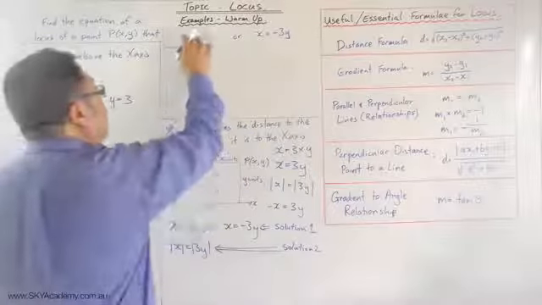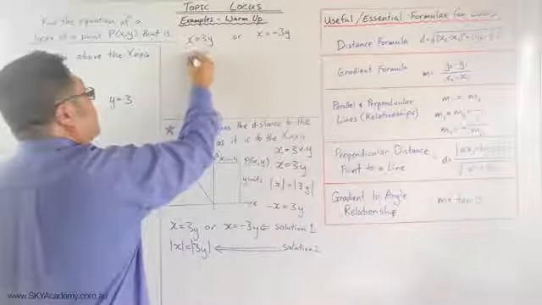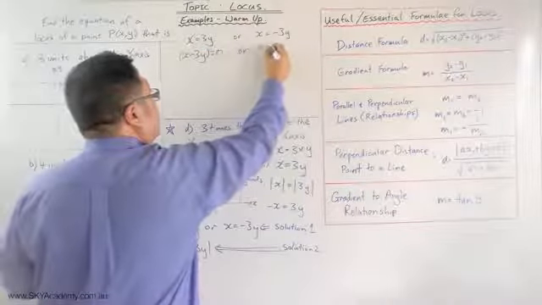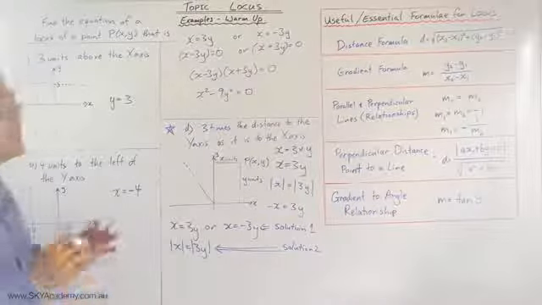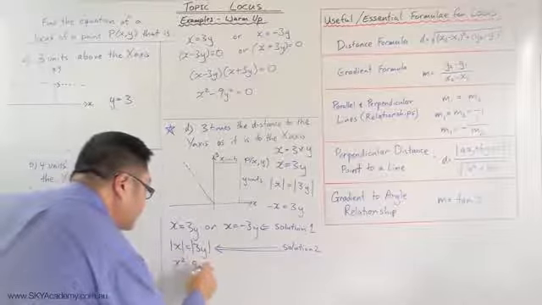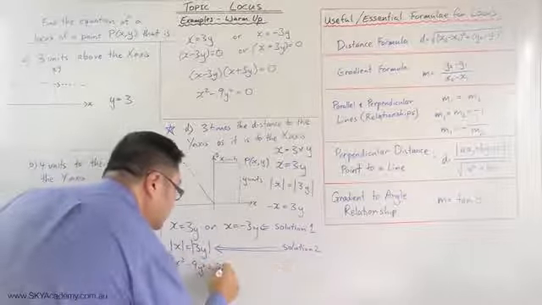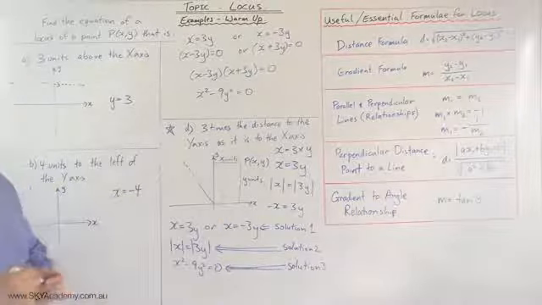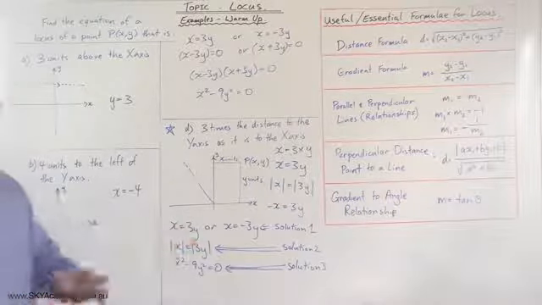And here's what we can do. x minus 3y equals 0, or x plus 3y equals 0. Multiply them two together, and we've got x squared minus 9y squared equals 0. And that's another way of expressing the same answer: x squared minus 9y squared equals 0. And that's solution 3. They're all ways of expressing the same answer.